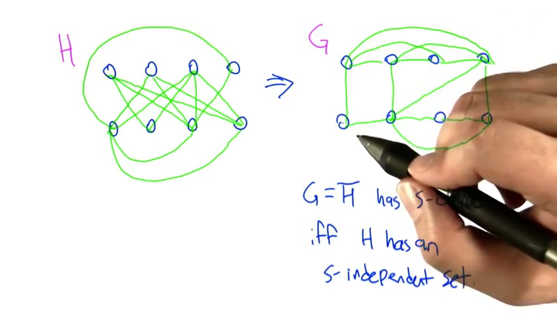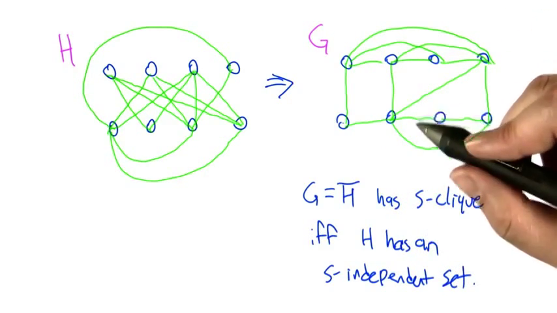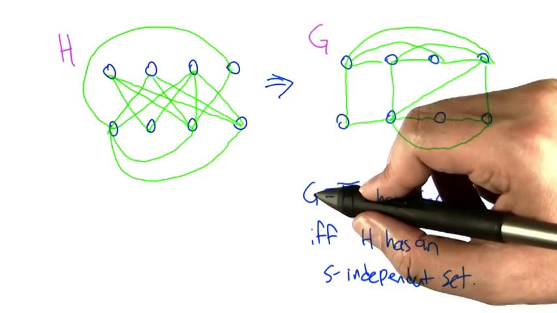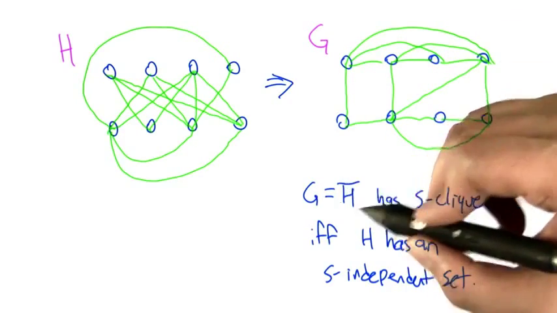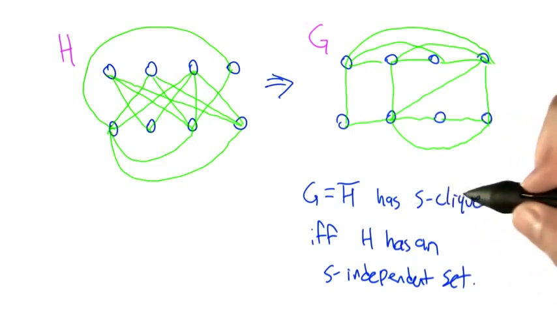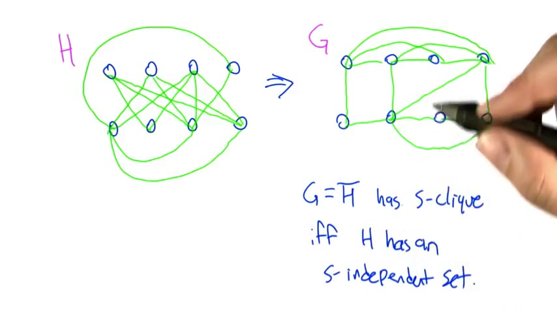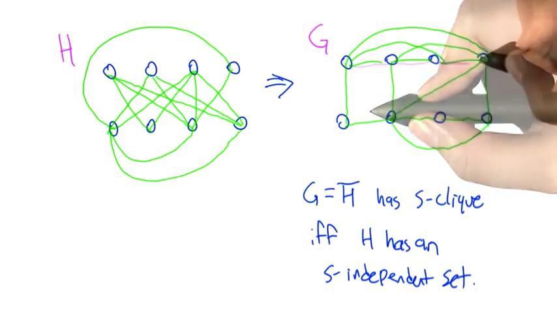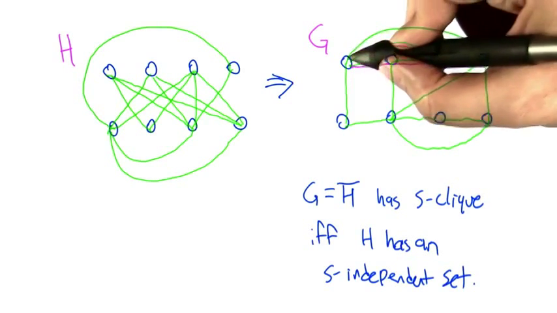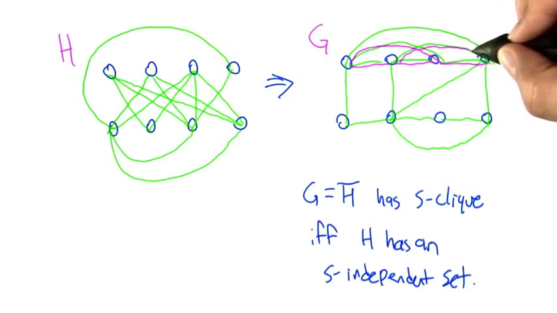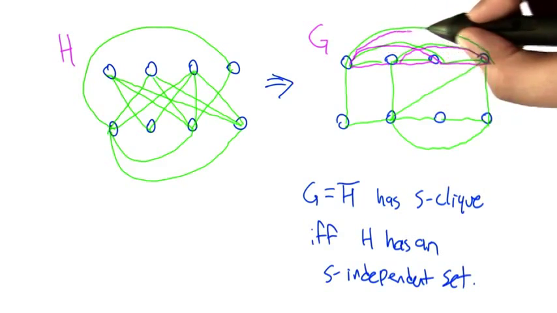And the thing that you need to realize now is that G, this new graph, which is the complement of H, has an S-clique if and only if H has an S-independent set. In fact, it's the same set of nodes. So here's our 4-clique, for example. This is similar to the graph that we looked at before. This is our 4-clique in G.